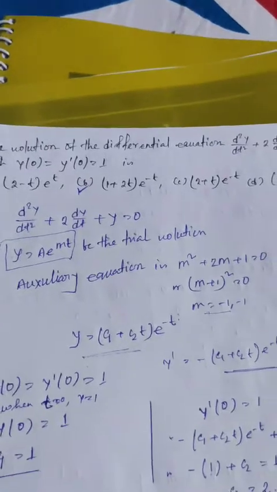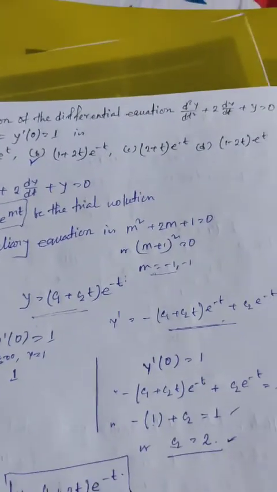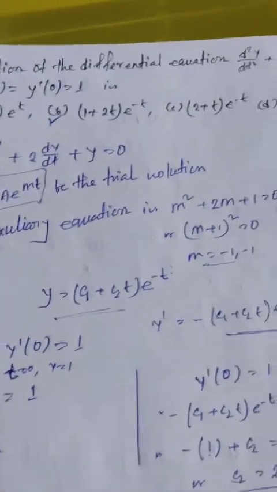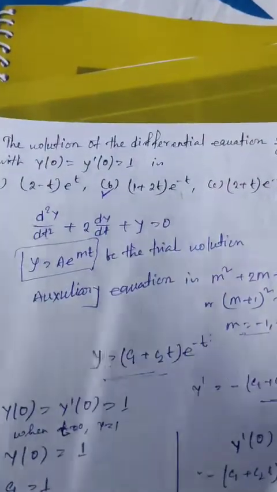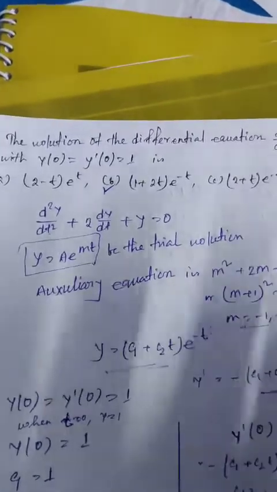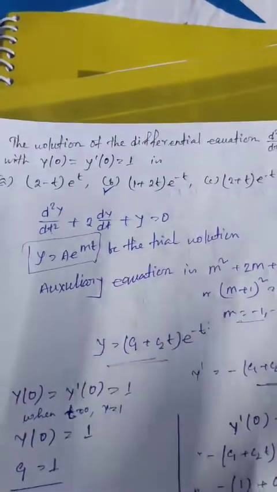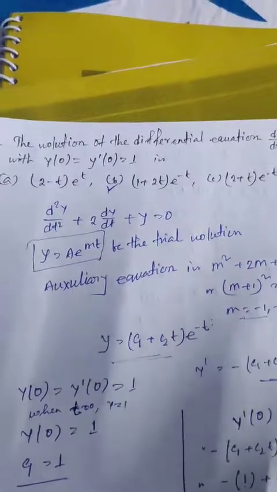So I hope you understand. And see here that when some conditions like this one and the previous problem are given, these are known as the boundary conditions. And when the boundary conditions are given, you have to find the values of the arbitrary constants. Okay, so I hope you understand.